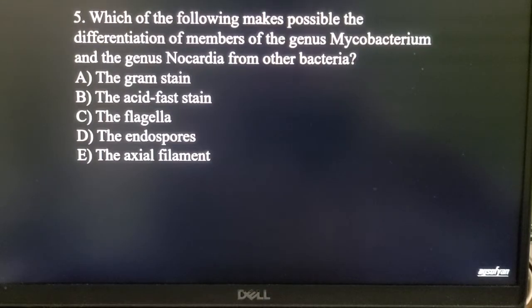Okay, number 5. Which of the following make possible the differentiation of members of genus Mycobacterium and the genus Nocardia from other bacteria? A. The gram stain. B. The acid-fast stain. C. The flagella. D. The endospores. And E. The axial filament. Okay, give your answer.